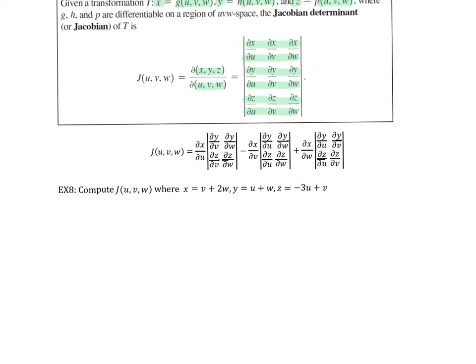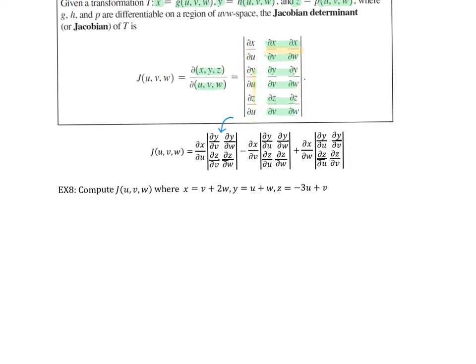If I look at this first partial derivative of x with respect to u, and I cover the row and I cover the column that goes with it, what's left over is going to be this determinant here. So what you took out, the partial derivative of x with respect to u, is going to be multiplied by the determinant of the partial derivatives of y with respect to v, y with respect to w, z with respect to v, z with respect to w. And then you can go ahead and look at the next one.